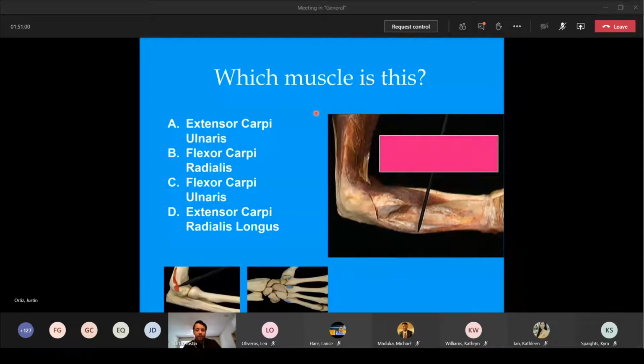So here's another comprehension check question. Which muscle is this one right here located? Extensor carpi ulnaris, flexor carpi radialis, flexor carpi ulnaris, or extensor carpi radialis longus?